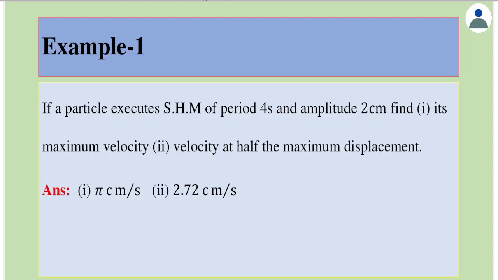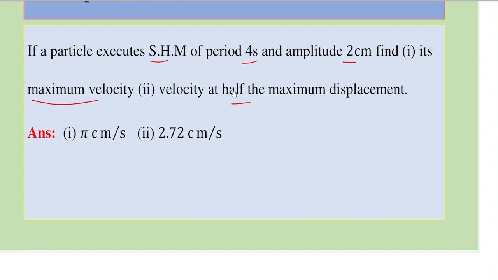Hello everyone, let's look at some numericals based on simple harmonic motion. Example 1 says, if a particle executes simple harmonic motion of period 4 seconds, here period means time period, and amplitude 2 centimeter, find. There are two subparts to the question. Subpart 1 is find its maximum velocity and also velocity at half the maximum displacement.